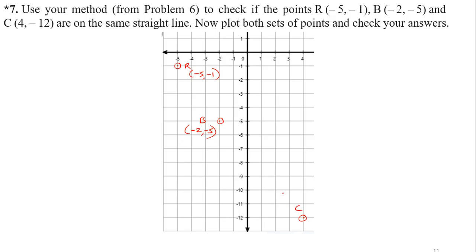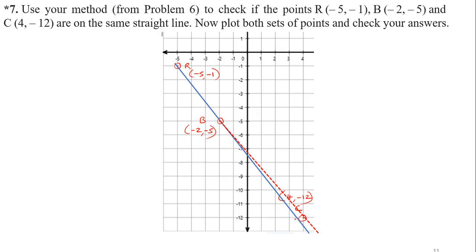So C point, which is 4 comma minus 12. Now we will join these 3 points and see if they are on the straight line. Here you can see that I have joined point R, B with the straight line, and this blue line is the straight line. And if you can see clearly, the blue line is not passing through point C. Point C is a little beside this blue line.